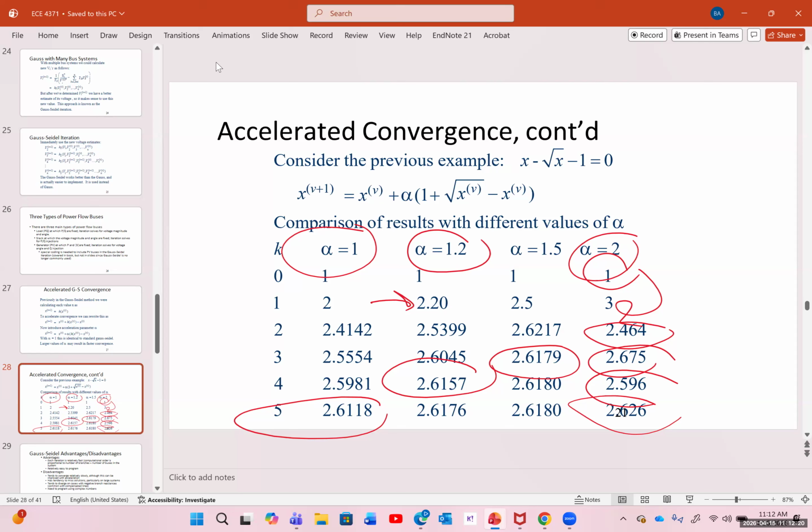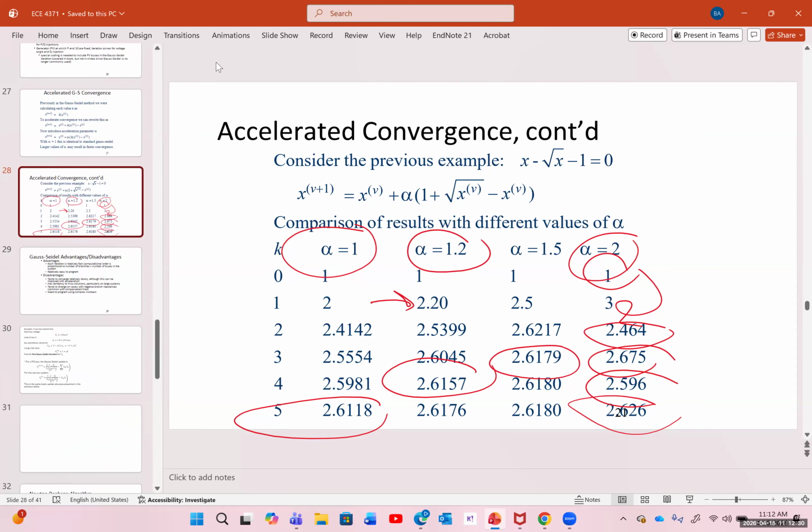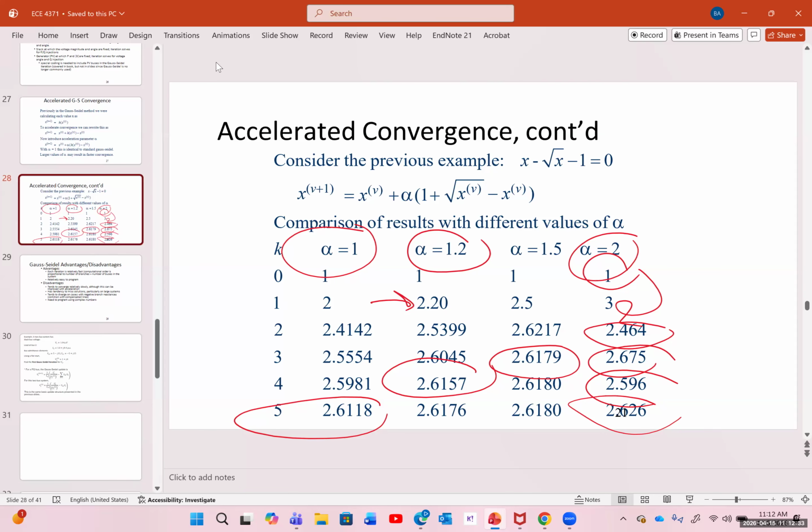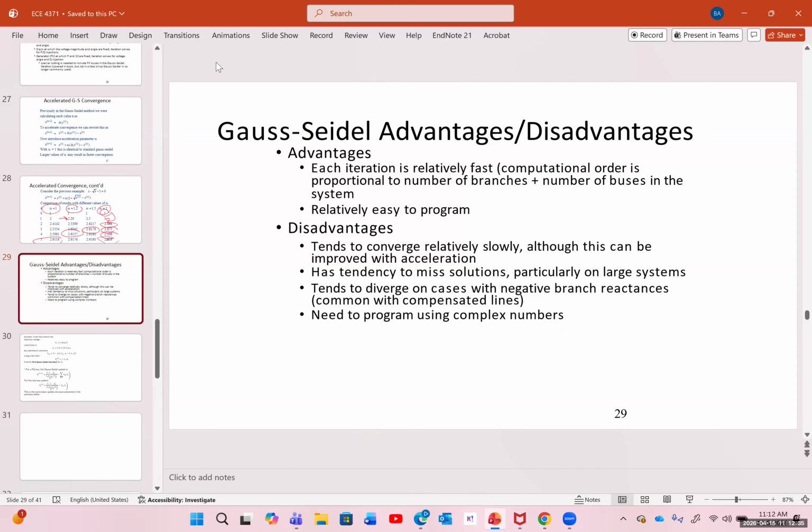So this is a good solution if you want a very fast solution, but it doesn't give you the most accurate. That's the reason we get to some advantages and disadvantages of Gauss-Seidel, and these are the main reasons we no longer use it that much.